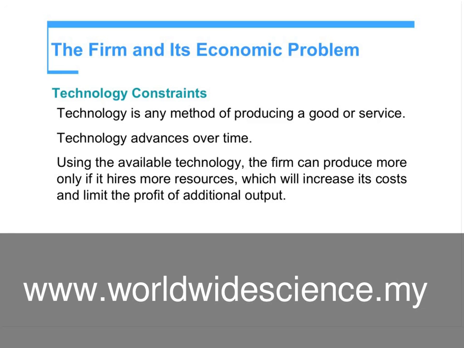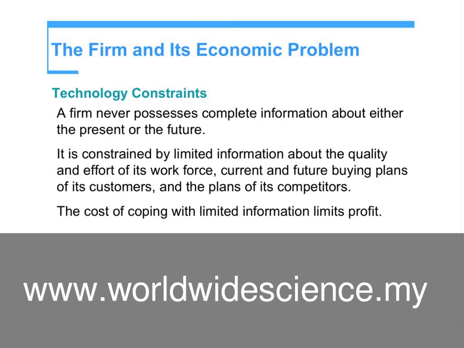Then information constraints. A firm never possesses complete information about either the present or the future. It is constrained by limited information about the quality and effort of its workforce, the current and future buying plans of customers, and the plans of its competitors. So the cost of coping with limited information limits profit. Even though we have a lot of information about ourselves, we still don't have full access to all the information that we need. So that is also another concern.